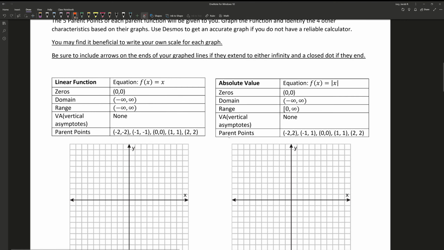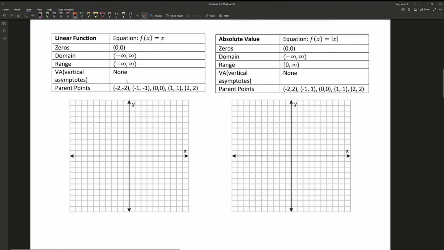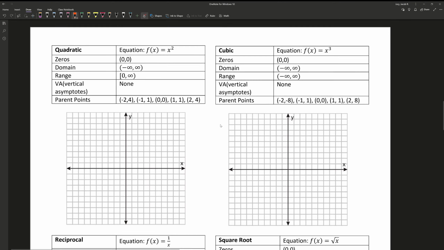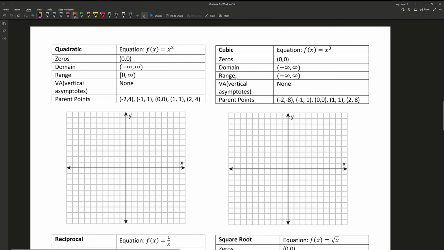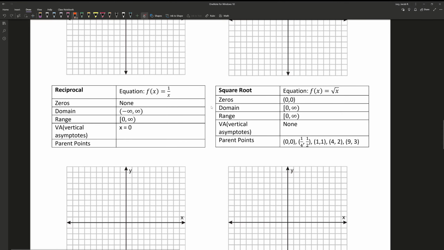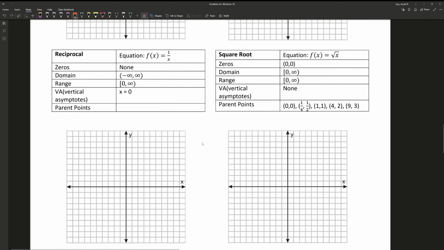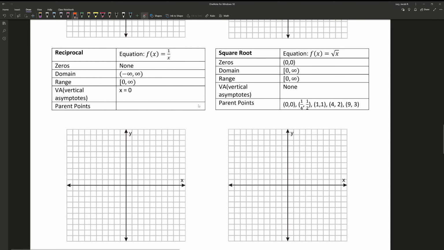Now, on this notes page, I've given you all the information. I've given you parent points for these graphs. So I'd like you to fill out the graphs with those parent points and keep those as notes for this section. Things are pretty easy for quadratic and cubic as well. When it comes to the reciprocal function, this is where it gets a little funky. The parent points that I want you to know for this one, they're not just 5 of them, there's 6.